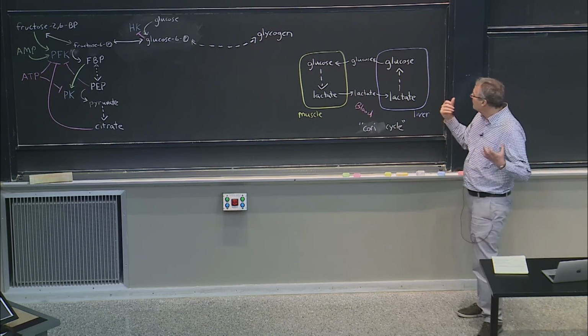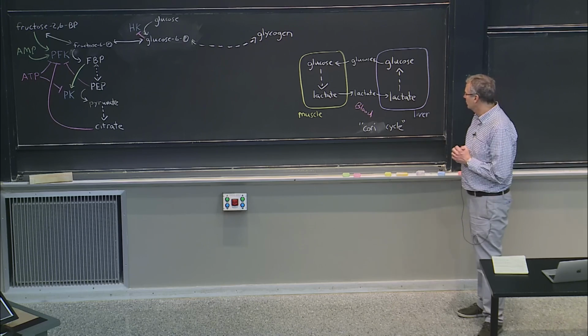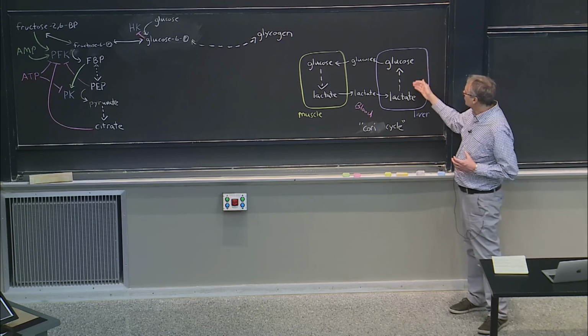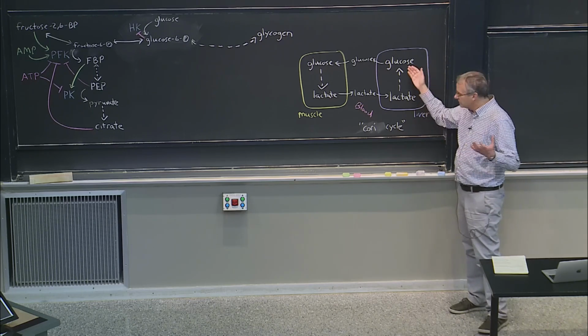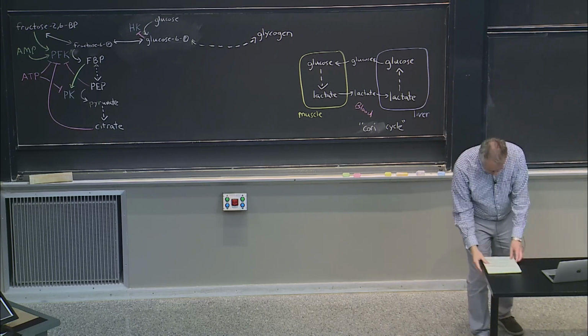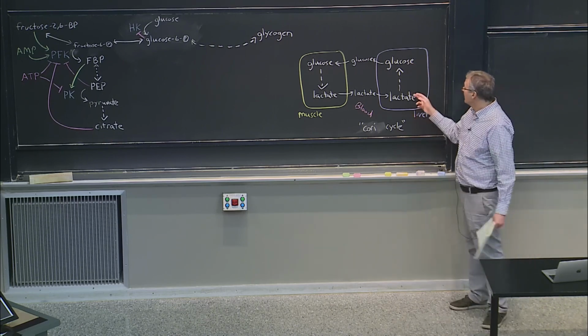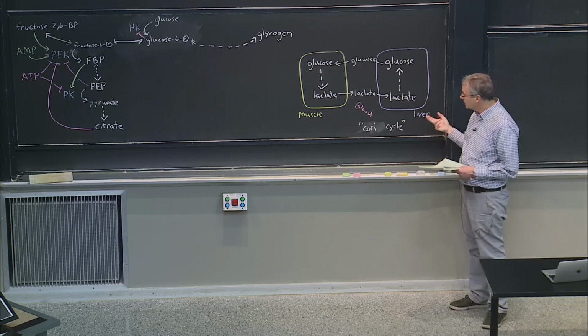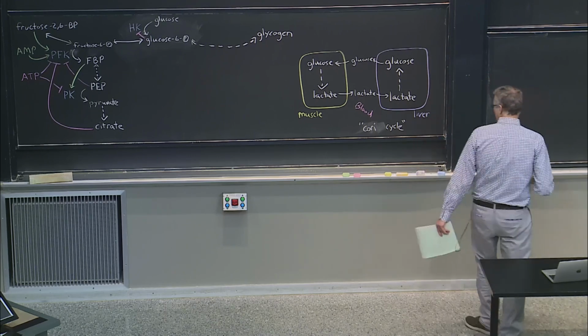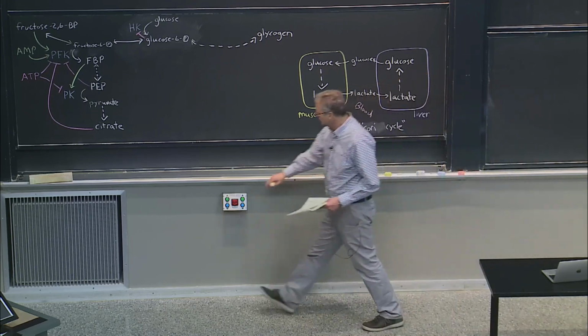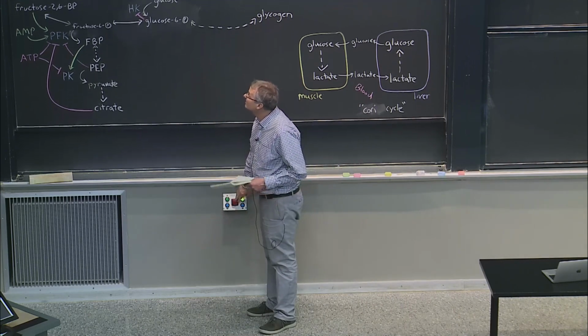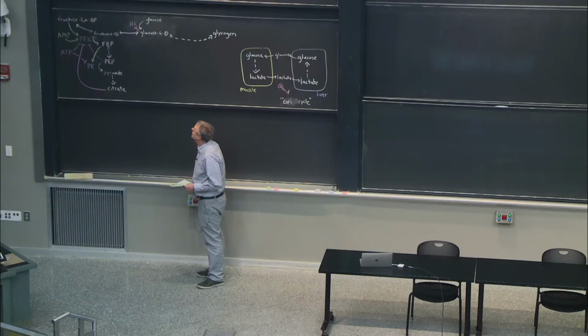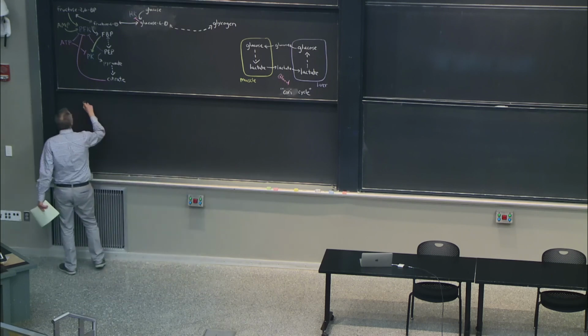And so this whole process is called the Cori cycle, and a major job of the liver is thus generating glucose to maintain blood glucose levels. And the pathway used to do this is a pathway that we began to talk about last time called gluconeogenesis.